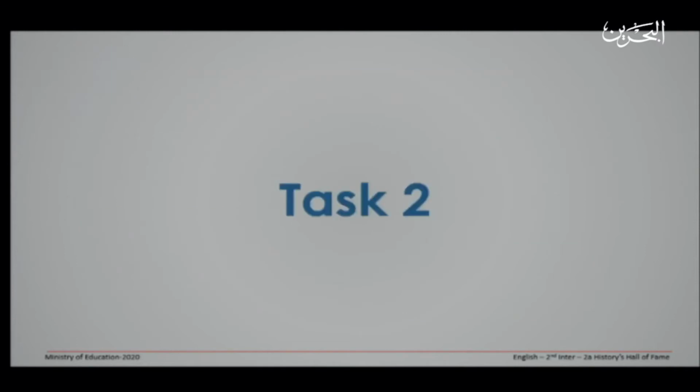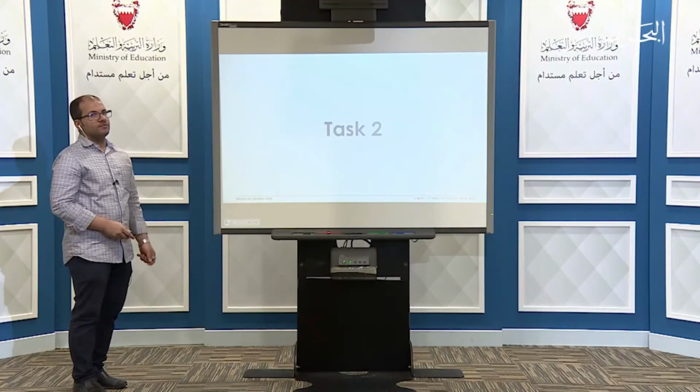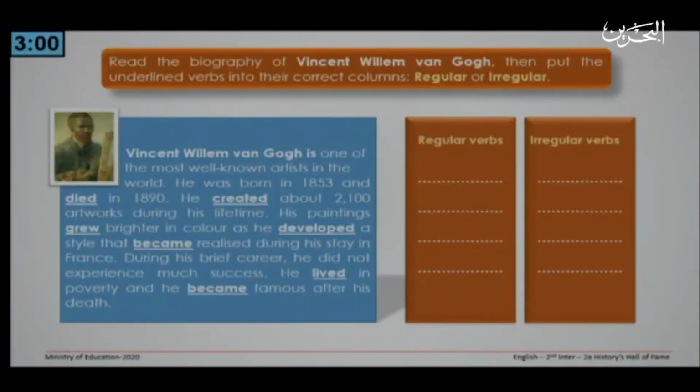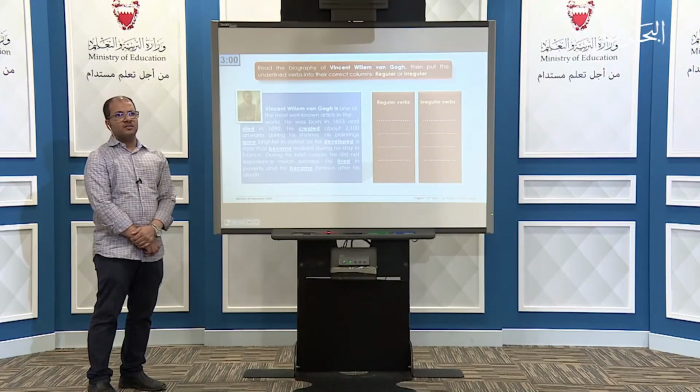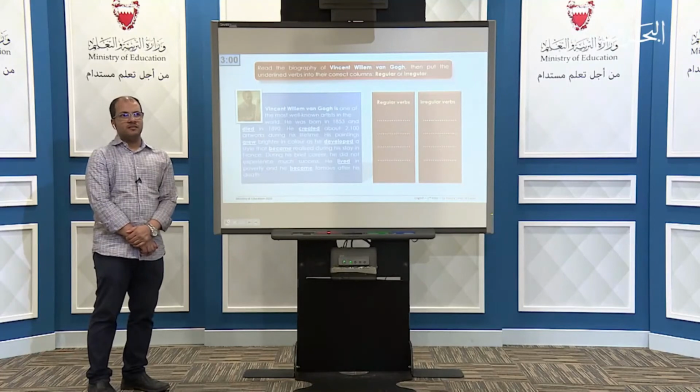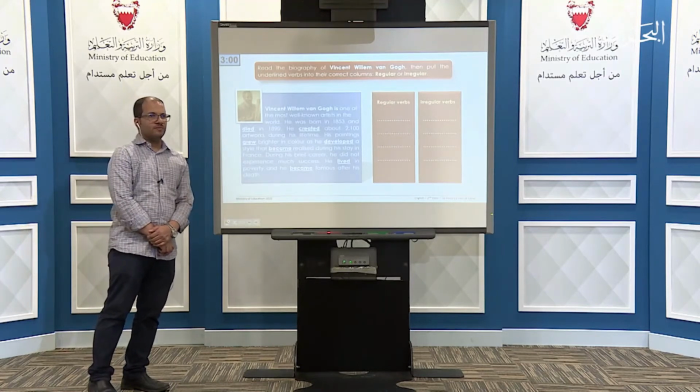Hopefully we are ready for task 2. Now read the biography of Vincent Willem van Gogh. Then put the underlined verbs into their correct columns, whether regular or irregular.